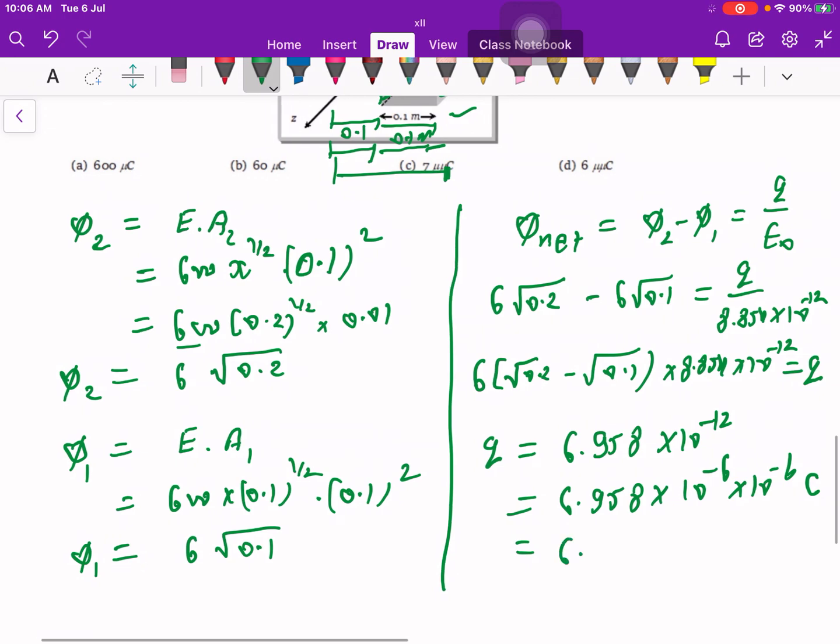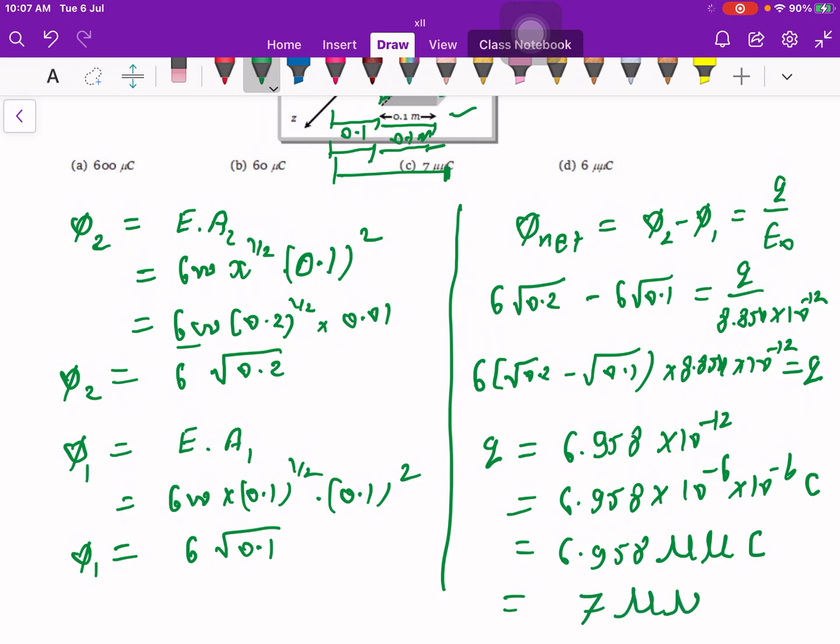6.958 into 10 to the power minus 6, it is known as micro, and again 10 power minus 6, so it is micro coulomb. That is 6.958, approximately equal to 7. That's how we can say 7 micro coulomb. So the exact answer is what? C, 7 micro coulomb. I hope you got it.